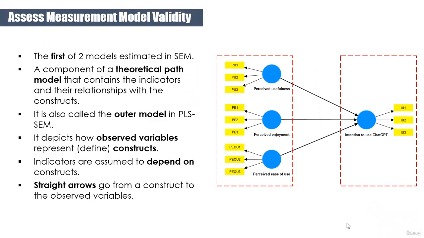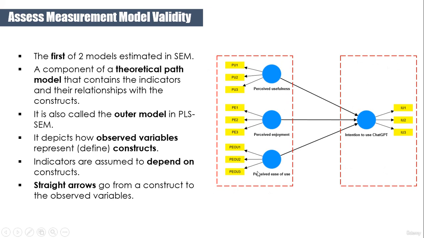So let us first see what the measurement model is. It is the model that we have drawn and are using to demonstrate in this particular course. The measurement model is the first of the two models estimated in SEM. It is a component of the theoretical path model that contains the indicators and their relationship with the constructs. That means these are all the indicators, and these are all the constructs. So the relationship between the indicators and constructs is determined in the measurement model phase. That's why it is also called the outer model in PLS-SEM. As we already have discussed, this is the outer model estimated in PLS-SEM.